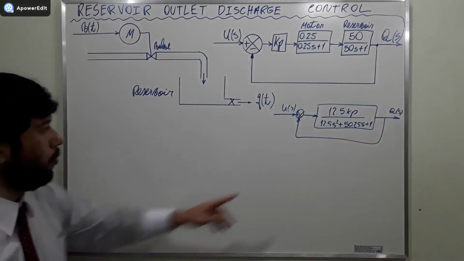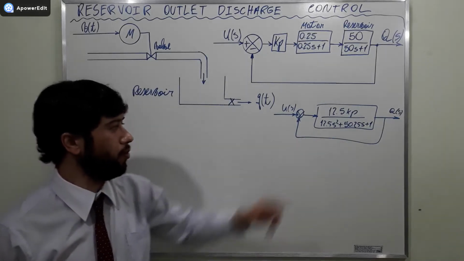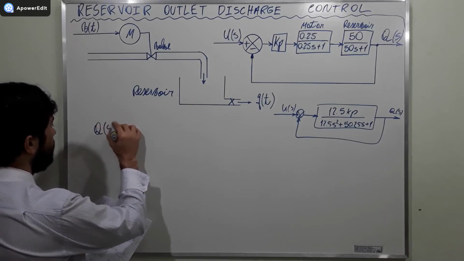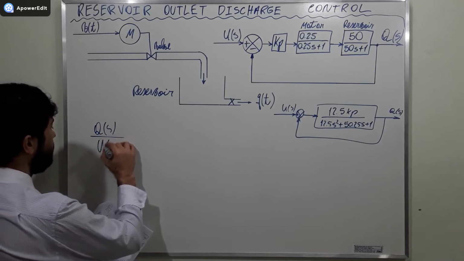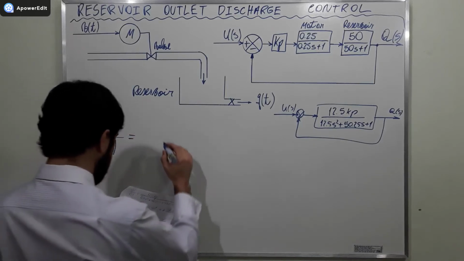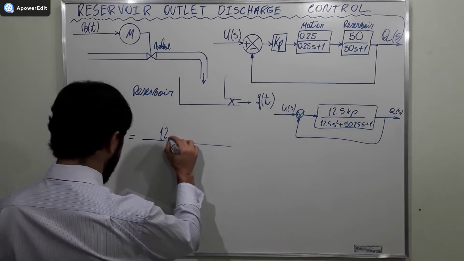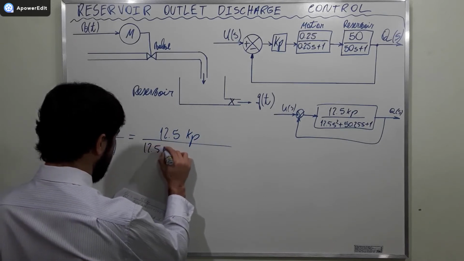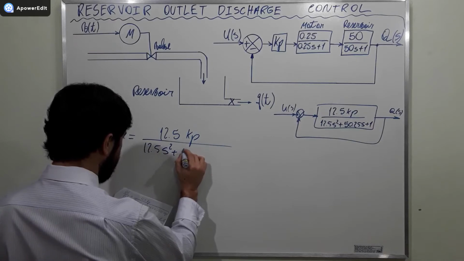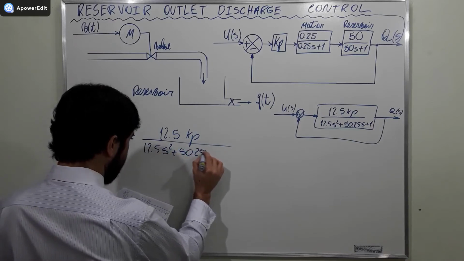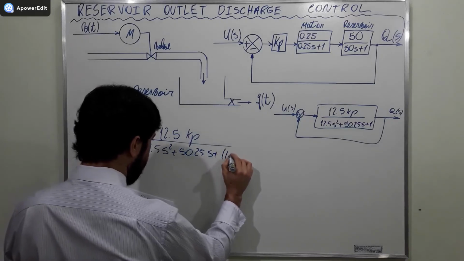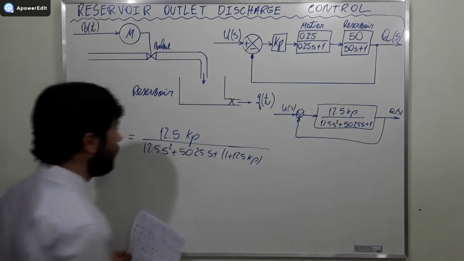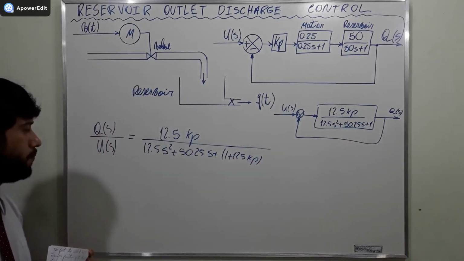So now we are going to use what was written here to simplify this, and then we get that Q of S divided by U of S is equal to 12.5 Kp divided by 12.5 S squared plus 50.25 S plus 1 plus 12.5 Kp. Okay? We are almost there.